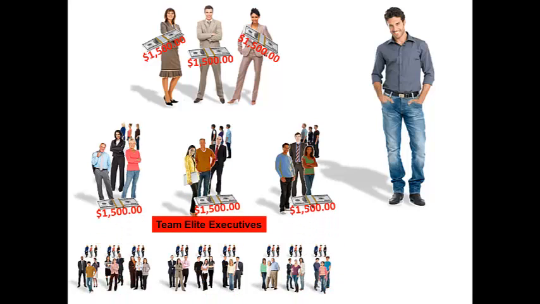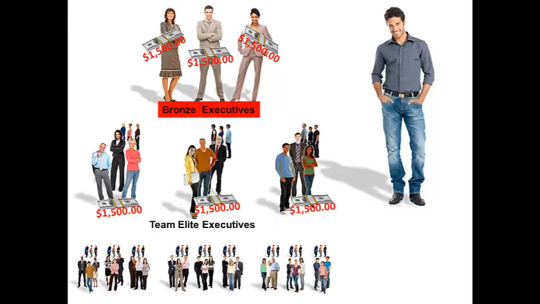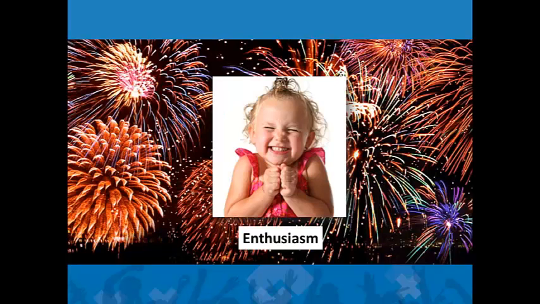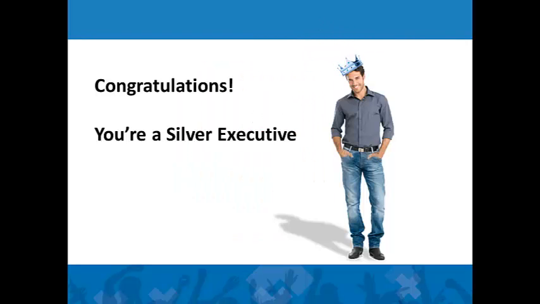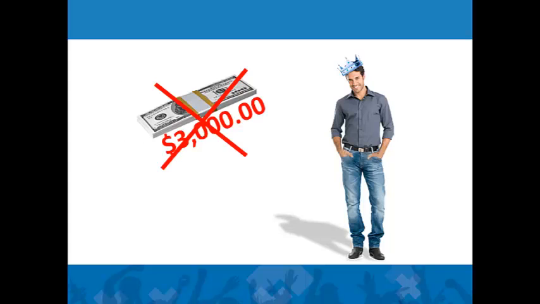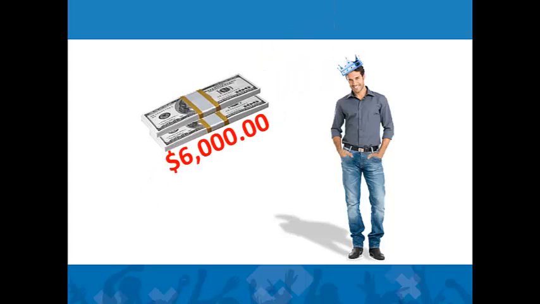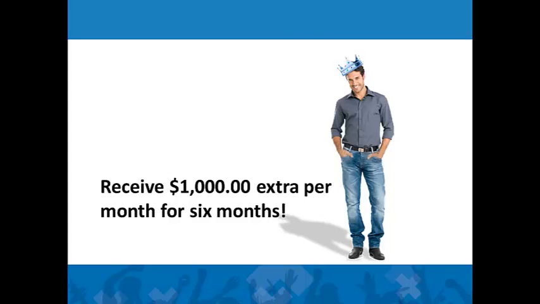Now those guys are Team Elite executives. They've earned $1,500 each. And the people that you originally sponsored have now advanced to bronze executive, and they've earned that $3,000 advancement bonus each. Excitement, enthusiasm, it ramps up. So you're promoting the very thing that will help you create momentum in your business just by walking people through these steps. And by the way, congratulations, you're a silver executive now. And that $3,000 advancement bonus that you received has turned into a $6,000 advancement bonus instead. You're going to get $1,000 per month for 6 months and not $500 per month.